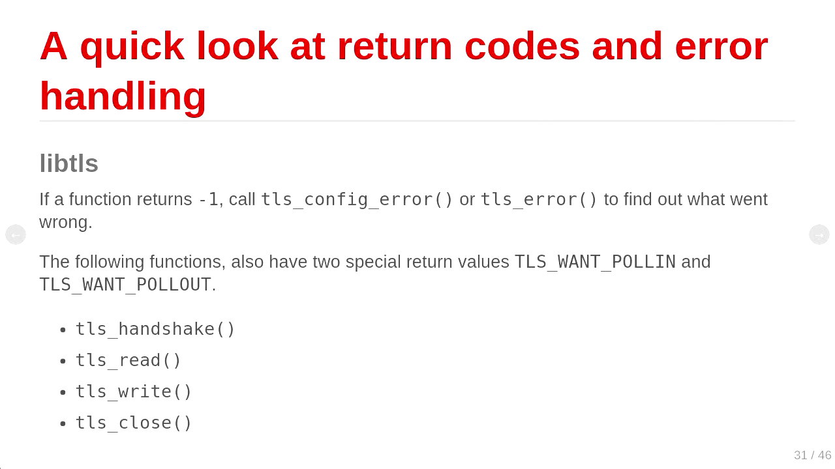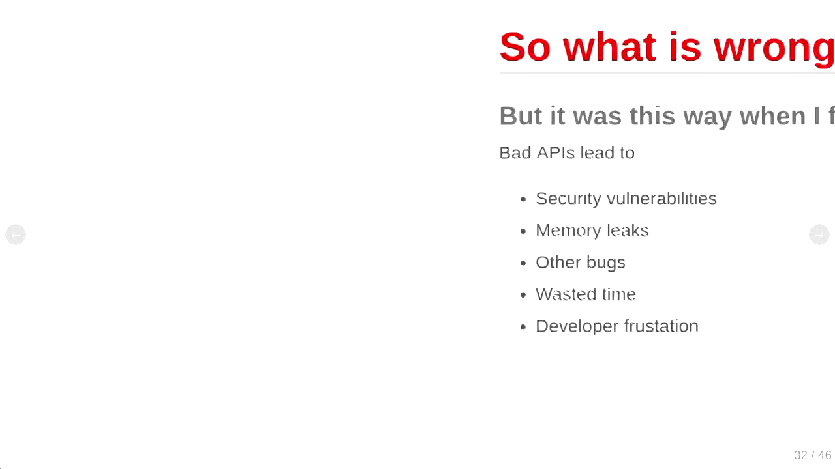libtls. We have something which, as I mentioned earlier, returns -1 on error. You can call tls_config_error or tls_error to work out what went wrong. We do have a couple of extra special return values: TLS_WANT_POLLIN and TLS_WANT_POLLOUT for handshake, read, write, and close. Because if, for example, we're using non-blocking sockets, we need to know what's the next event we actually need in order to progress this further. Do we need data to be available? Do we need to be able to write to the socket?